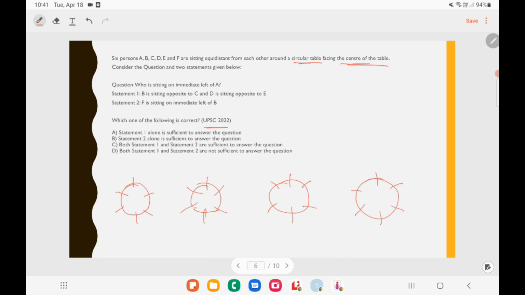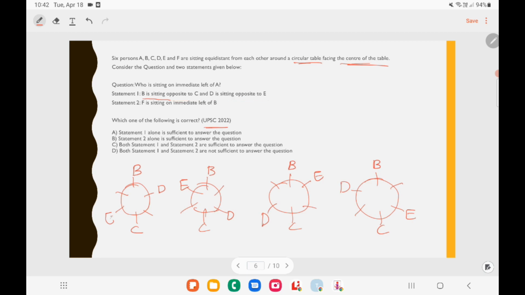Now statement 1 says that B is sitting opposite to C and D is sitting opposite to E. So I am drawing B opposite to C like this. In all the cases, I am drawing B opposite to C like this. And D is sitting opposite to E. So if I draw D here, I can draw E here. If I draw D here, I can draw E here. So all these are different possibilities.